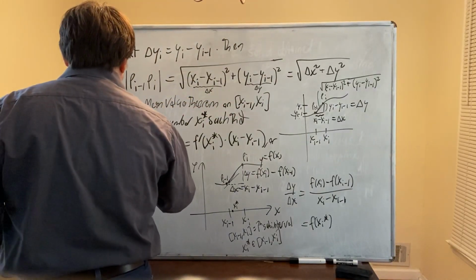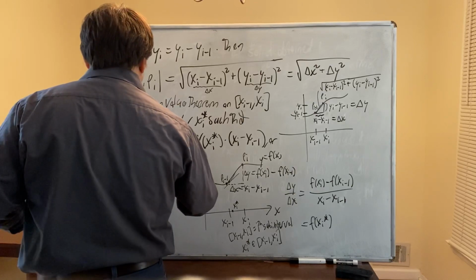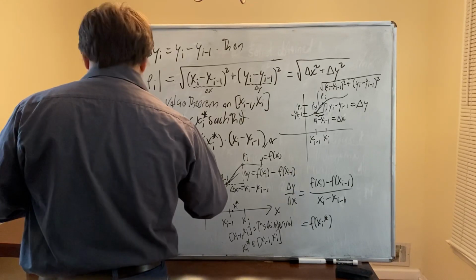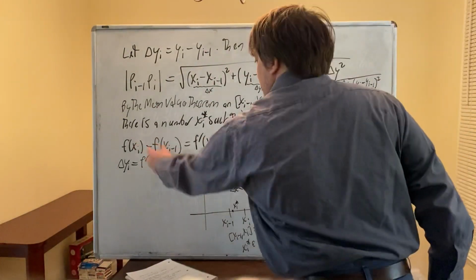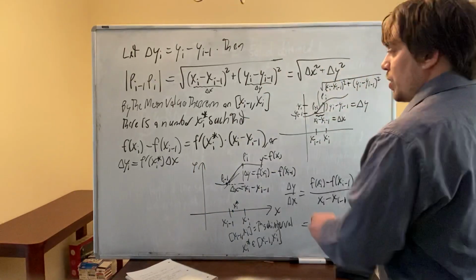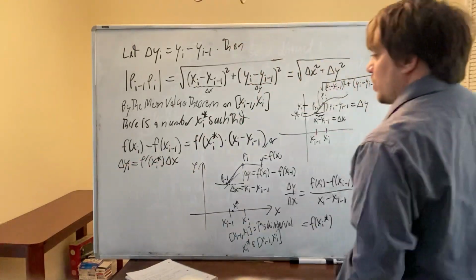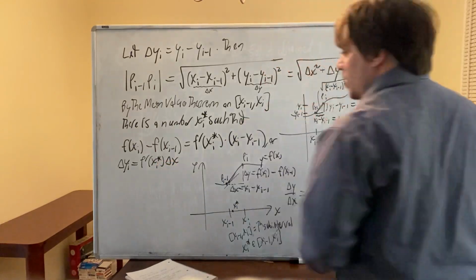Or delta y sub i is equal to f prime of x sub i star delta x. Right? Delta y sub i is this, equals f prime of x sub i star times, and that's delta x. Or you could write the same equation using that. So we reached this conclusion by the mean value theorem, and we could rewrite the same equation as that equation.